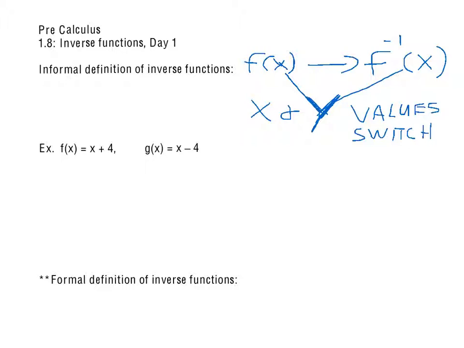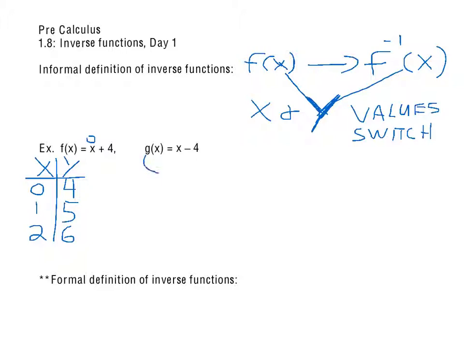I'm going to tell you right away, for the example, f of x is x plus 4 and g of x is x minus 4, and they're going to be inverses of each other. I'm going to show you why using the informal definition. I'm just going to make up a quick xy chart for each of these. I'm going to put in 0, 1, and 2 for f of x. 0 plus 4 is 4, 1 plus 4 is 5, 2 plus 4 is 6.